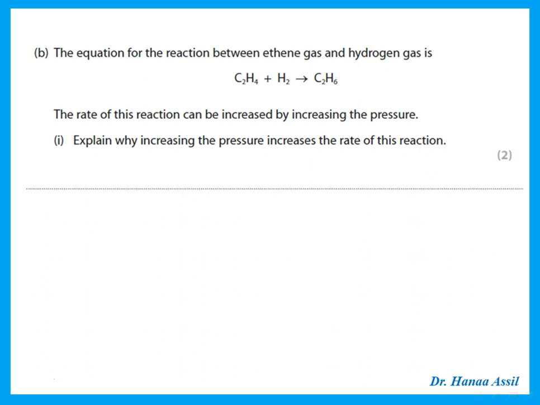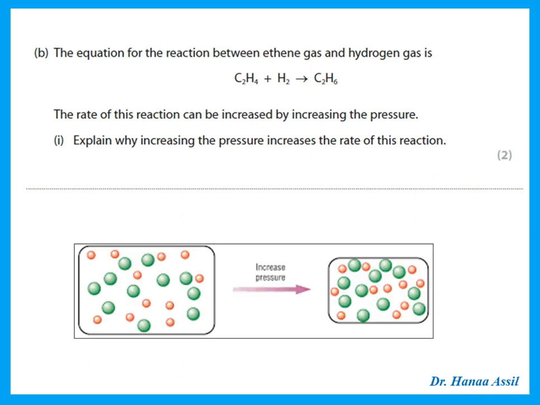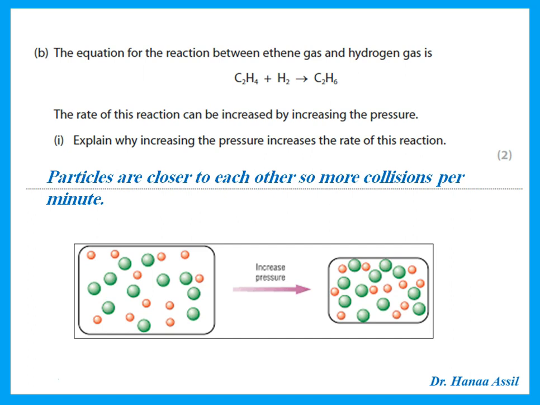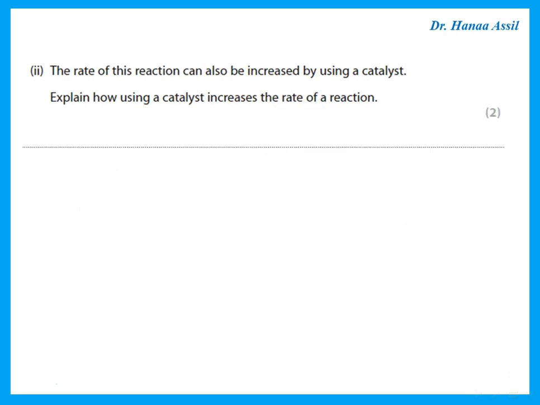The equation for the reaction between ethene and hydrogen is this. The rate of this reaction can be increased by increasing the pressure. Explain why increasing the pressure increases the rate. Increasing the pressure means bringing the particles nearer to each other, and that means particles are closer to each other, so more collisions occur per minute, or there are more frequent collisions.